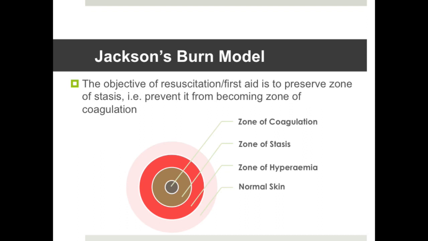It is important to see that this is a 3D structure where the zone of stasis is around as well as deep to the zone of coagulation. Similarly, the zone of hyperemia is around and deep to the zone of stasis. The objective of resuscitation and first aid is actually to preserve the zone of stasis, as we mentioned from the last slide, i.e. to prevent it from becoming the zone of coagulation.